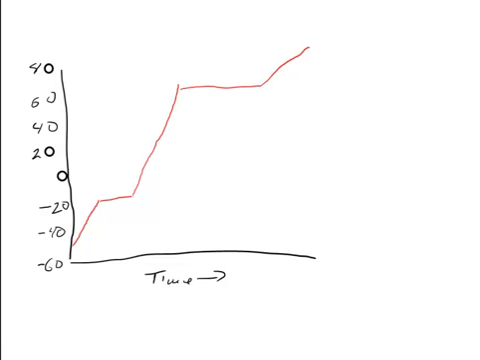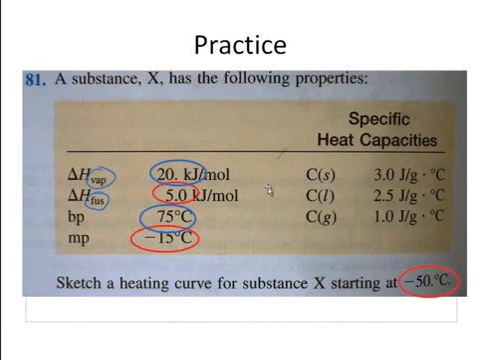Okay. Now how would I use these other numbers? If it wasn't a sketch, what would these numbers mean to me? Because this is important stuff. Look at the specific heat capacity for the gas. It's lower than the liquid, and then the solid. It takes more energy per gram to heat up the solid than the liquid and the gas.